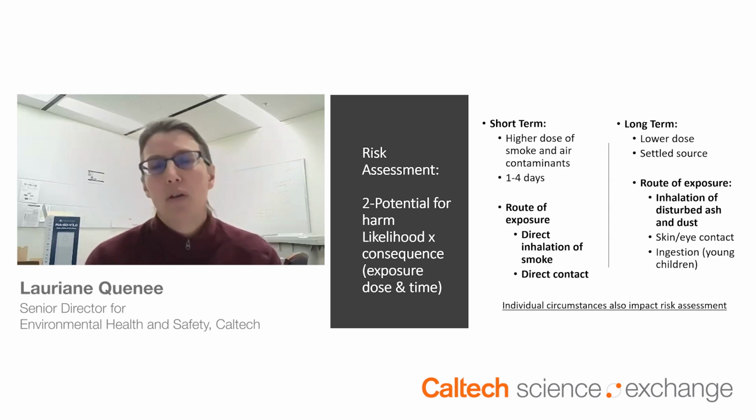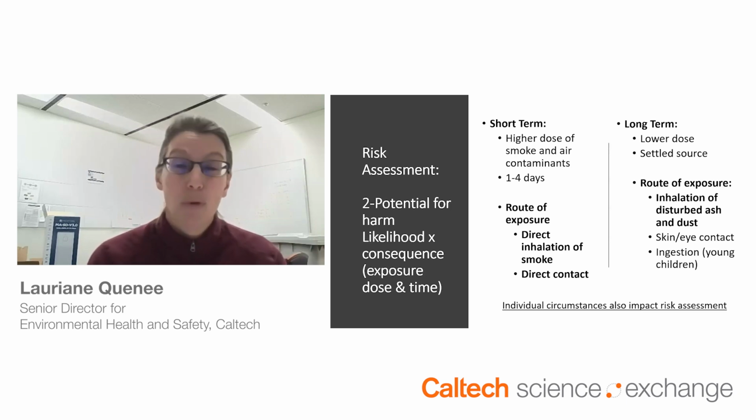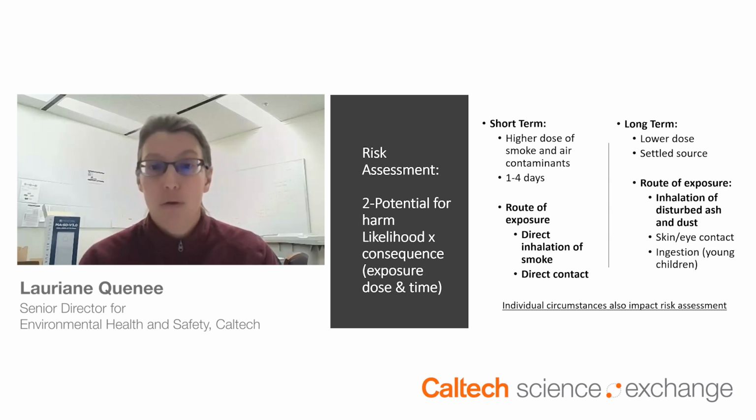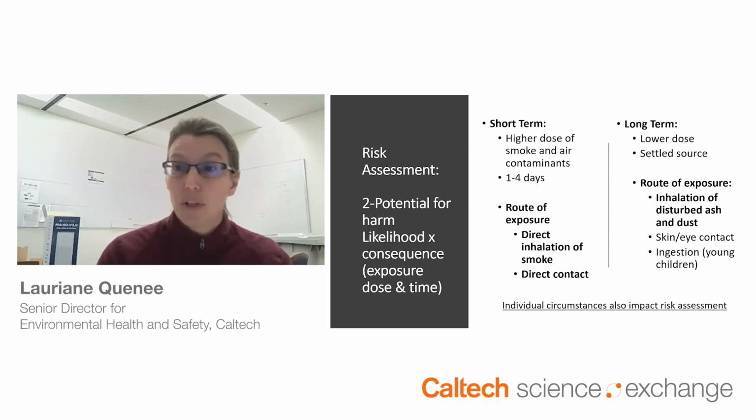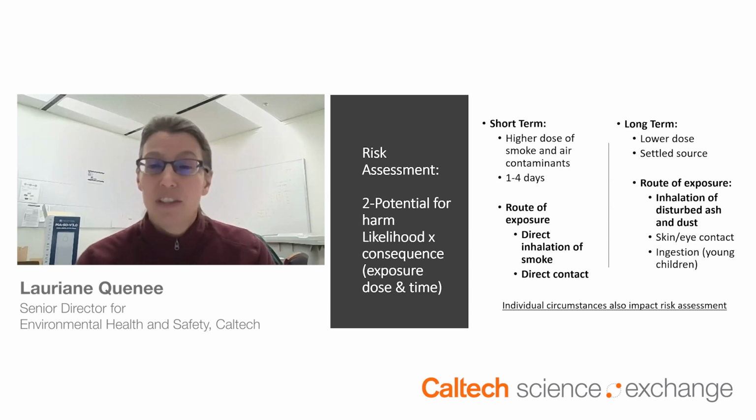On the longer term, we can expect the dose to be lower, but the source of contaminants have settled in the impacted area. So wherever the plume of smoke was, there is a likelihood of those contaminants to now be on surfaces. And here again, the routes of exposure that we need to be mindful of are inhalation, especially when the ash and the dust is disturbed by human activity. Eye contact and skin contact with the source material of the hazards is also of concern, and to a lesser degree, but also a route of exposure, ingestion, and that's especially true for young children.